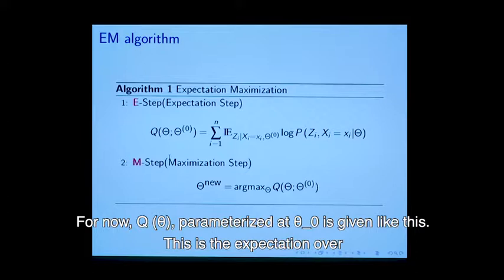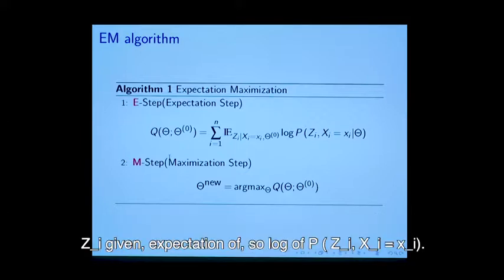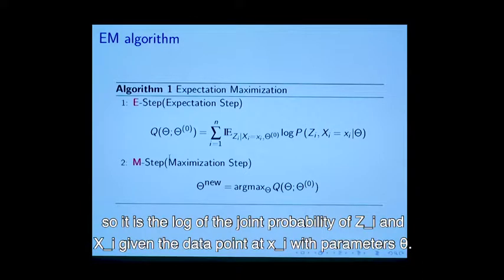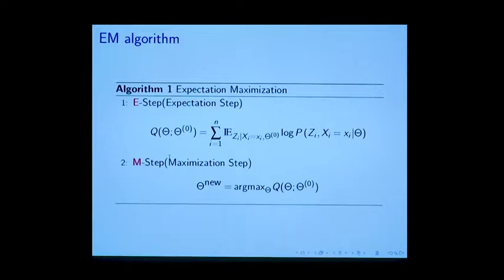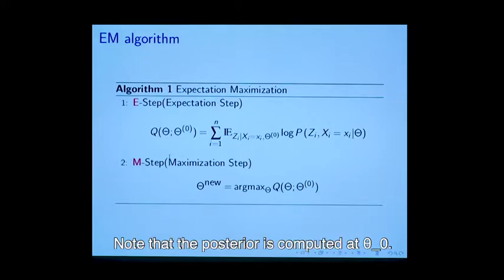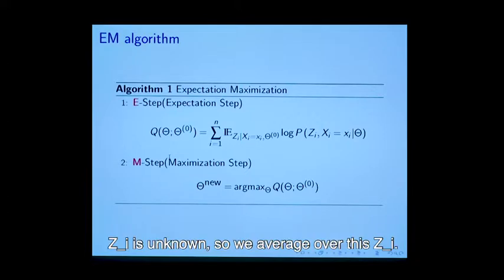This is the expectation over zi of the log of the joint probability of zi and xi equal to small xi, with parameters theta, where the expectation is taken under the posterior of zi given the data point xi. Note that the posterior is computed at theta 0. So zi is unknown, so we average over this zi.